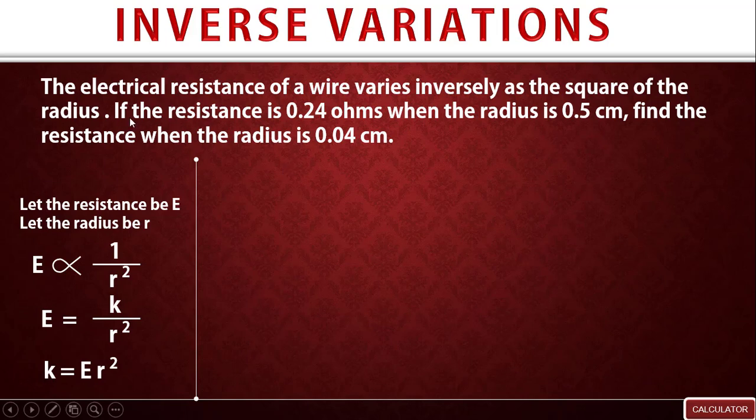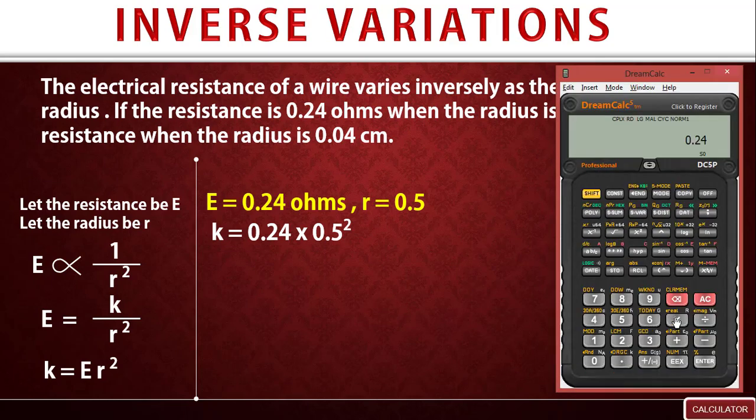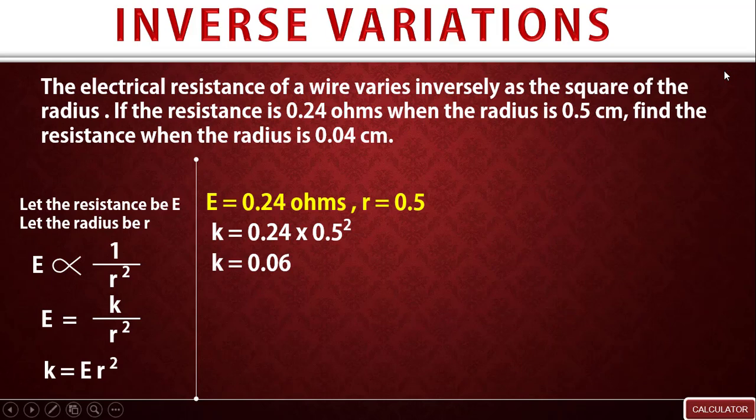The value of E here, if the resistance is 0.24 ohms, you remember that we represent the resistance as E. So our E is 0.24 ohms, and then we are given the radius to be 0.5 centimeter. So let's fix in the values now. We have K equals 0.24 times 0.5 squared. Let's use our calculator to work this out. 0.24 multiplied by 0.5 squared equals, enter. That gives 0.06. So we have our K to be 0.06.